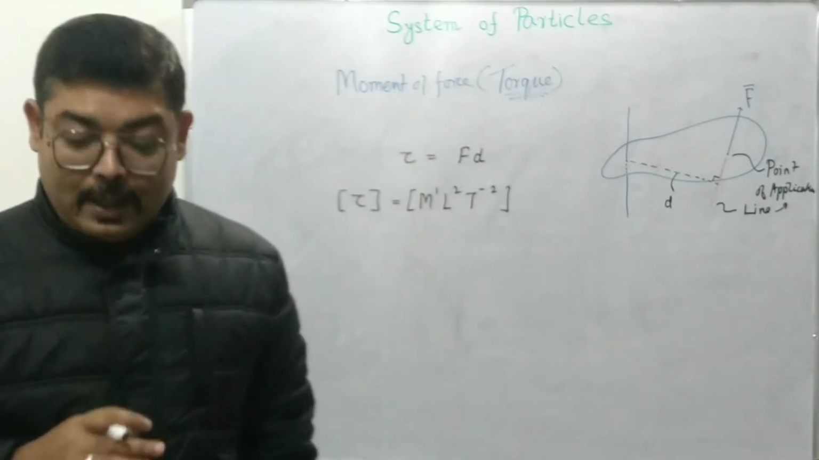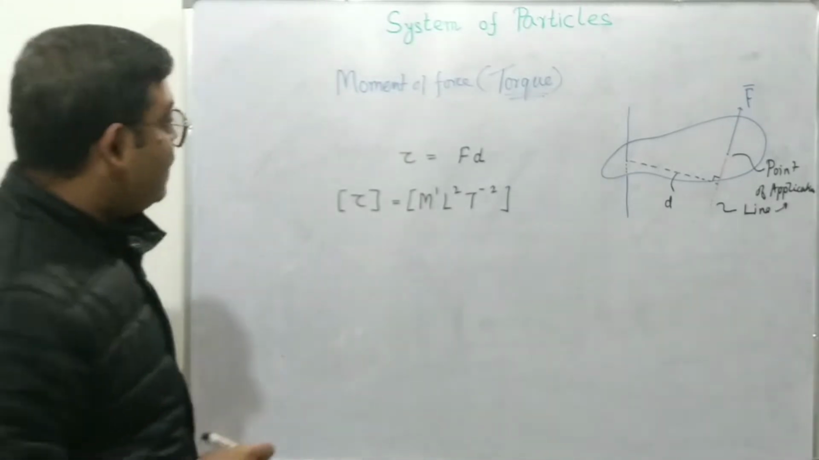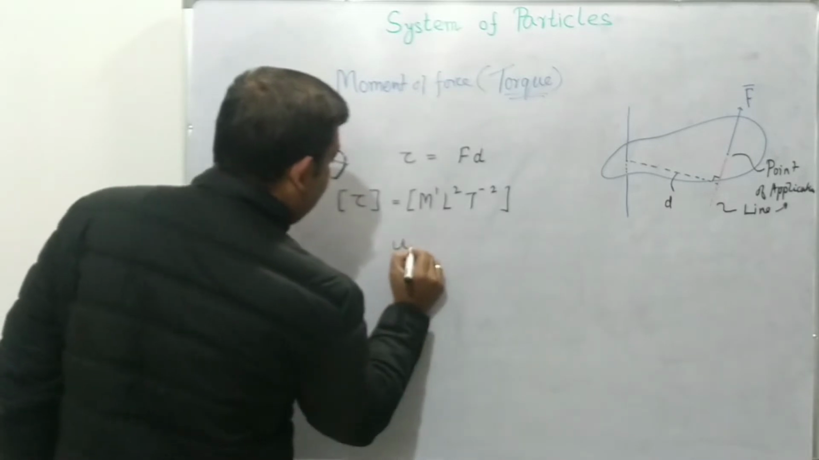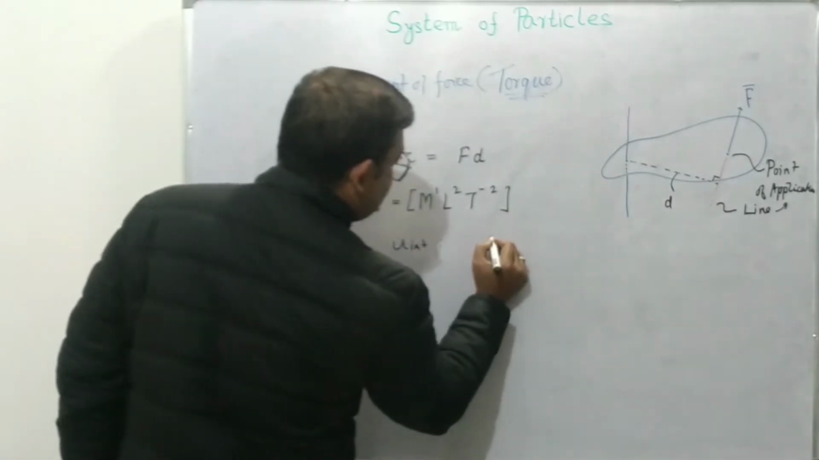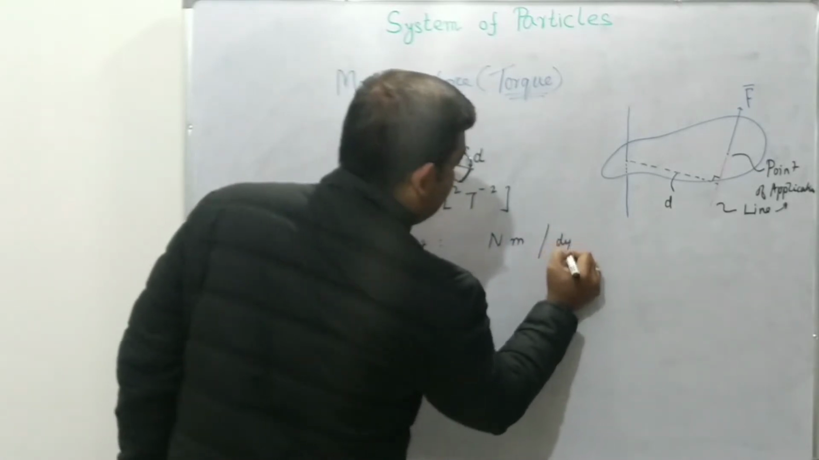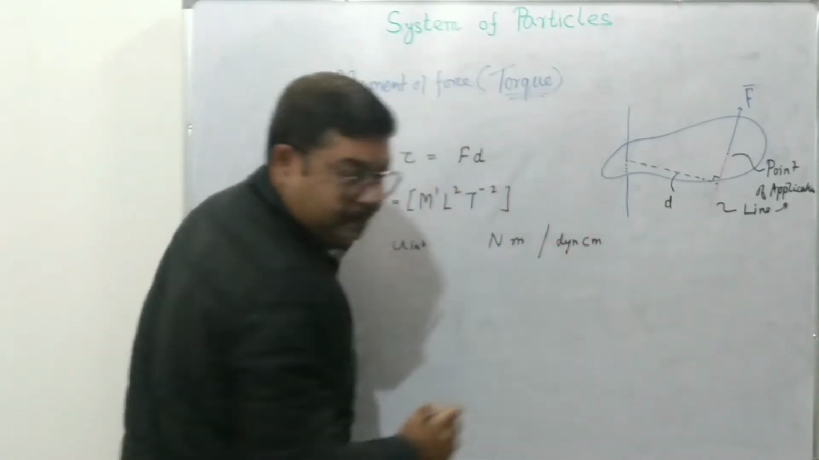Same as work done or energy. However, it has a different unit. The unit will be, of course, force into displacement. So the unit in SI will be Newton meter, and in CGS it will be dyne centimeter.